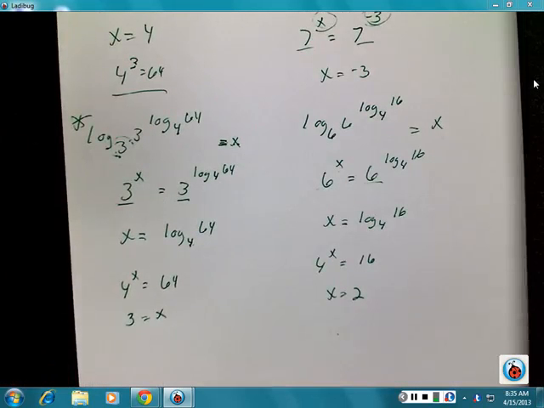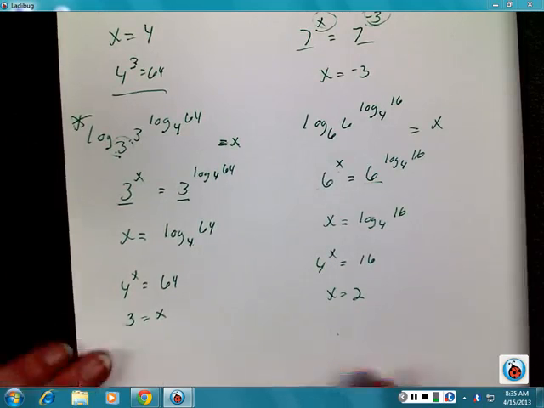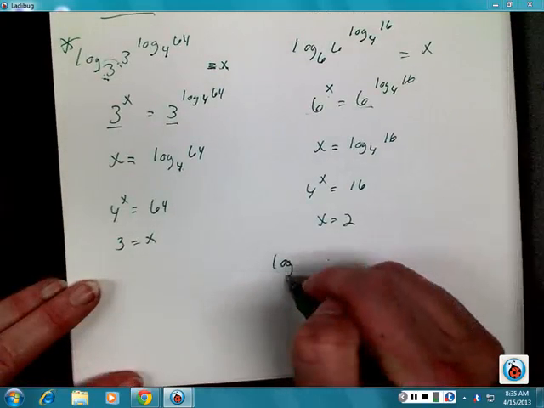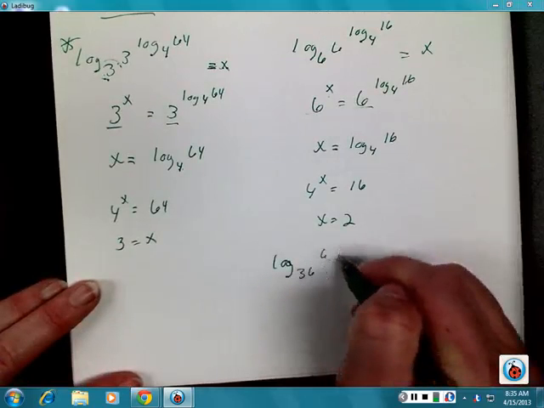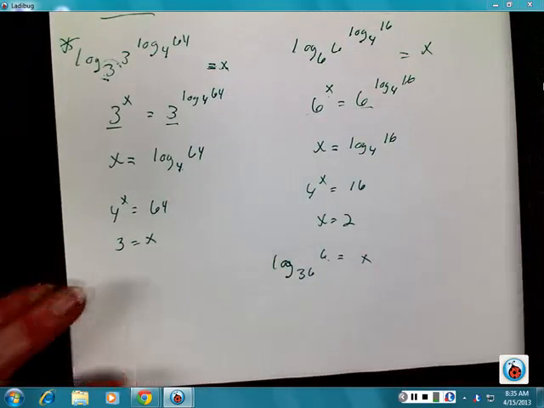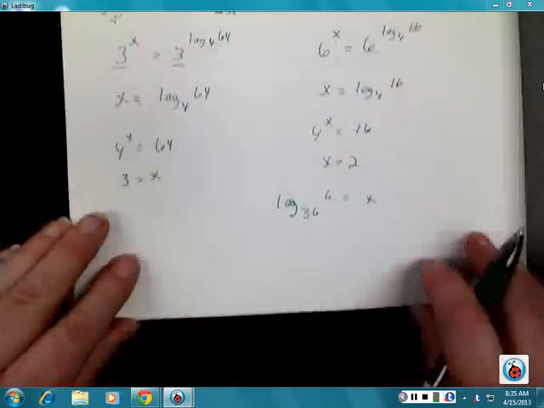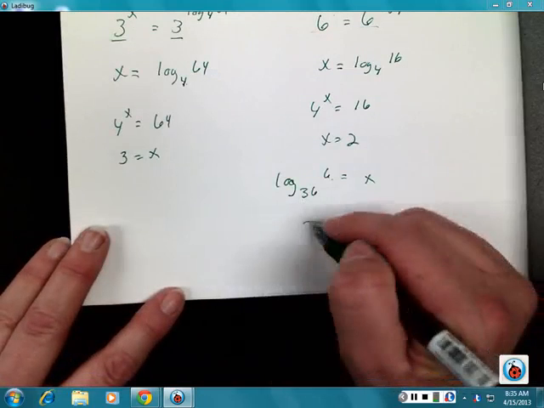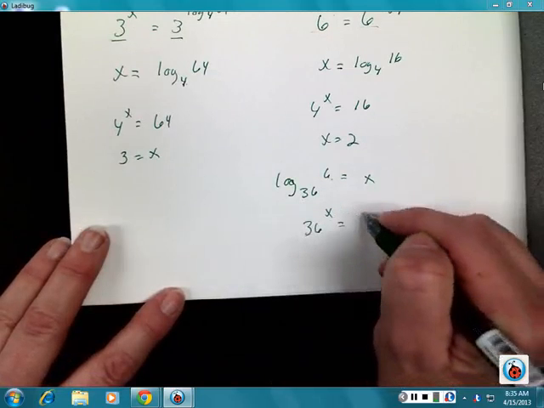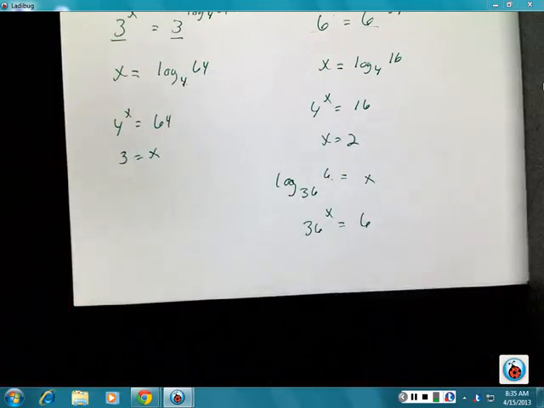I think these are a little easier than some things we were doing. It's just remembering that you gotta shift it back around to end up with what your possible answer could come up to be. How about this one? Log base 36 of 6 is equal to x. If I reverse it, I get 36 to the x power is all equal to 6. Then what has to happen?